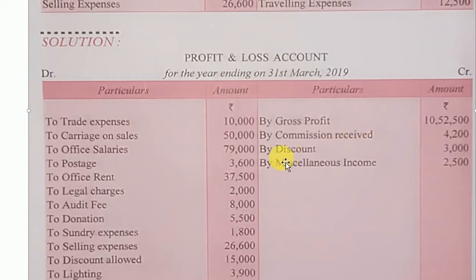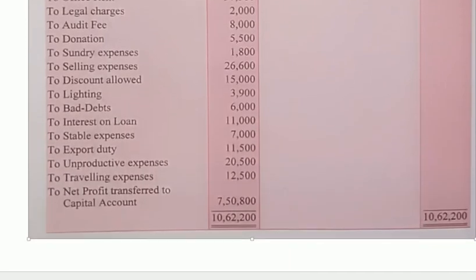And another one, that is by discount. As I have told you, the discount which is given in your trial balance, and just beside your discount the credit balance is given, so it will be recorded in the credit side of profit and loss account with the amount of 3,000. Now another one, that is by miscellaneous income, so the miscellaneous income will be 2,500. After adding the total credit side of profit and loss account, we'll get the amount of 10,62,500.